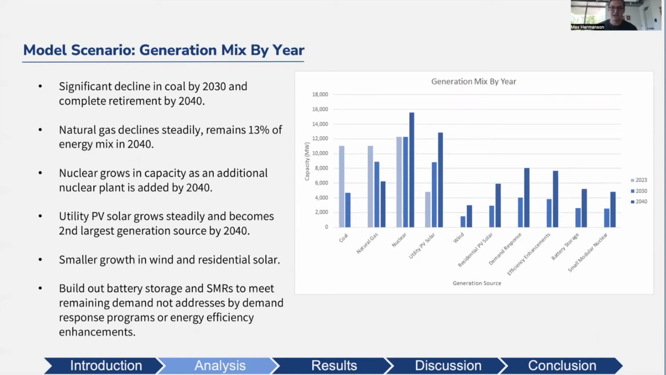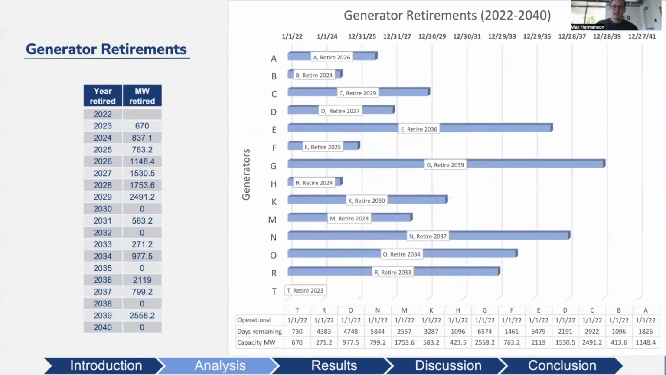This is the generation mix by year based on the output of our model. As you can see, coal and natural gas both decline over time, with coal being fully retired by the year 2040. Nuclear and small modular nuclear will both be increasing over time, as well as increases from our renewable resources. And Jeff, do you want to jump in with the retirements here?